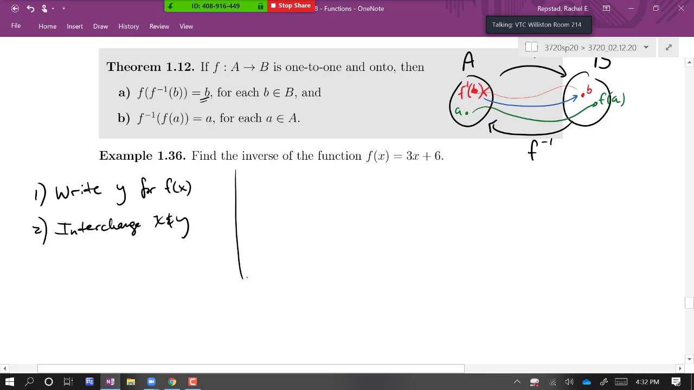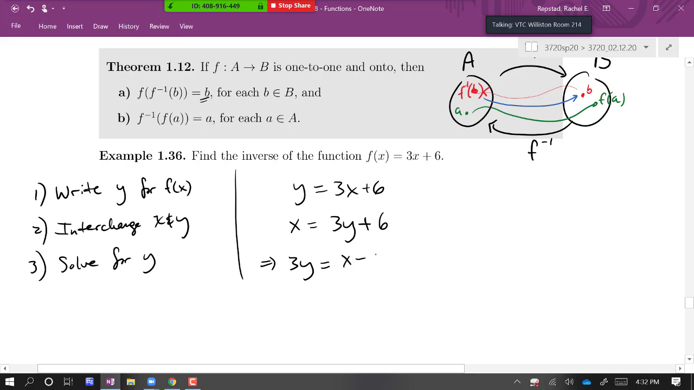So over in this example, I've got y equals 3x plus 6. If I'm interchanging x and y, I just have x equals 3y plus 6. I'm just kind of typographically swapping them. Next, solve for y. So this is a nice linear equation. Let's see, we get 3y equals x minus 6, and then we can divide by 3, so y is x minus 6 over 3. And then the last thing we do is write f inverse of x for y.